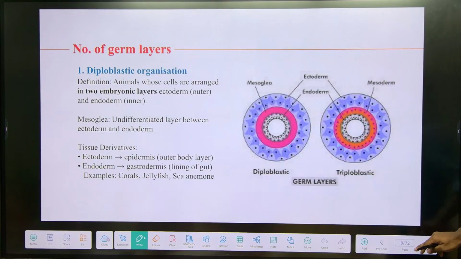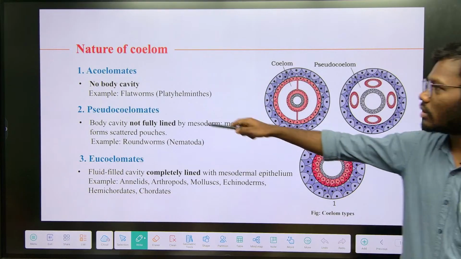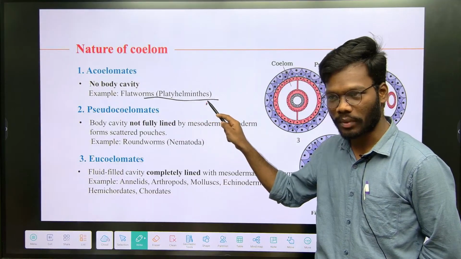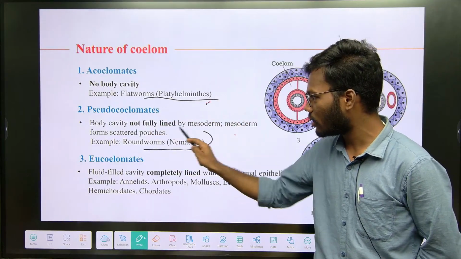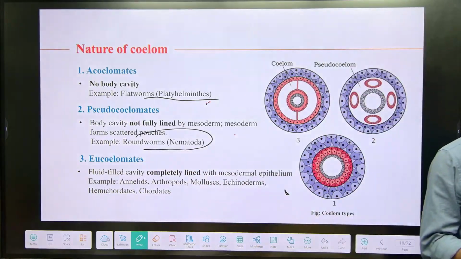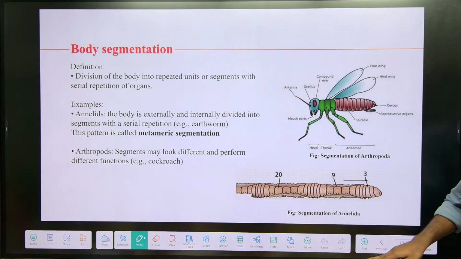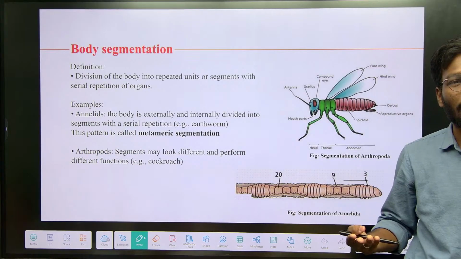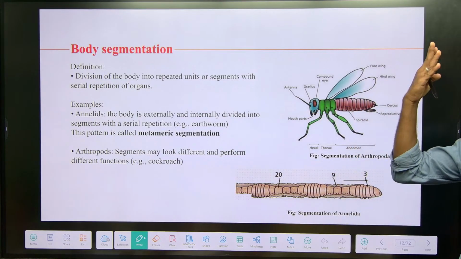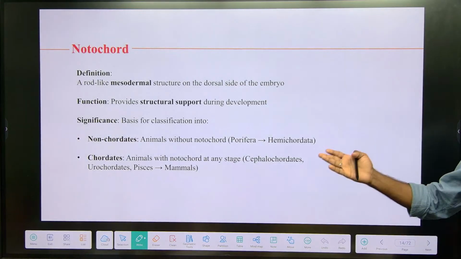This is also simple: diploblastic and triploblastic organization. Coming to acoelomates, Platyhelminthes are acoelomates. Coming to pseudocoelomates, Nemathelminthes. Coming to eucoelomates, after that all are eucoelomates, right? Body segmentation: metameric segmentation, pseudo segmentation and segmentation are in Annelida, Arthropoda and Platyhelminthes. Chordata is very simple.